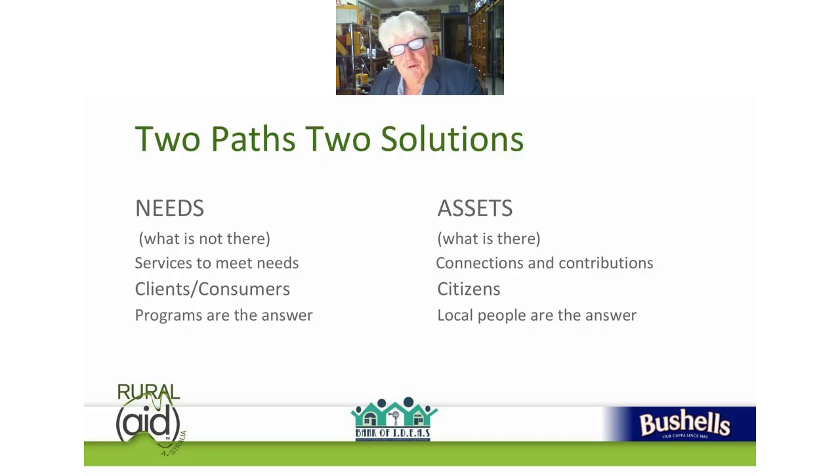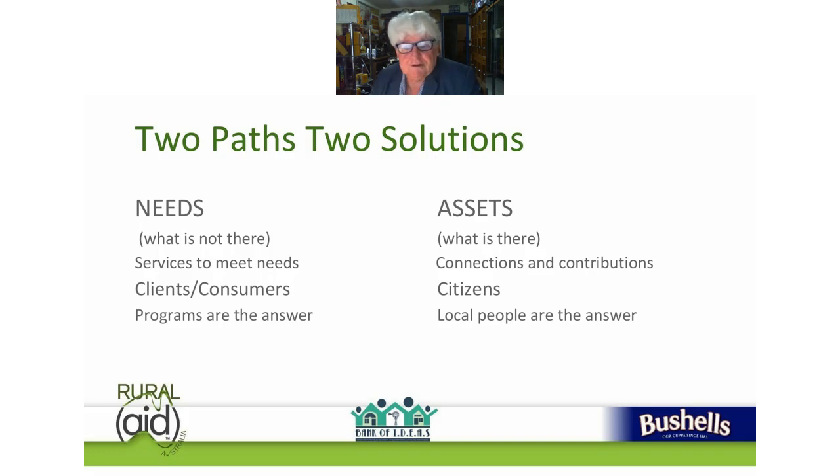You know, Kretzmann and McKnight, in developing their asset-based model, basically said every community has two paths and two solutions. We can focus on what's not there, the needs, the services that we need to meet those needs. We can then see that really people are clients, consumers, recipients of what other people are going to do for them. And always the answer is we need to get a program. We need to find out what the latest government program is, and that becomes the path.